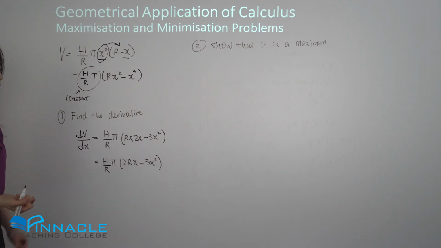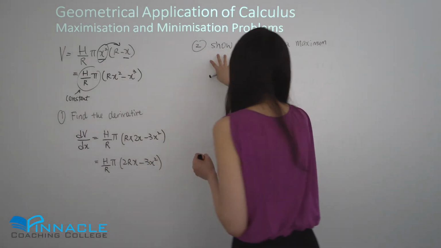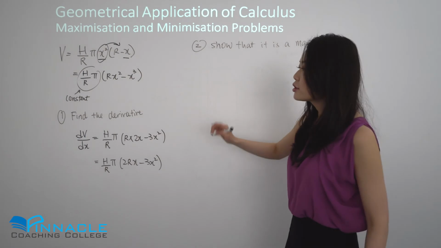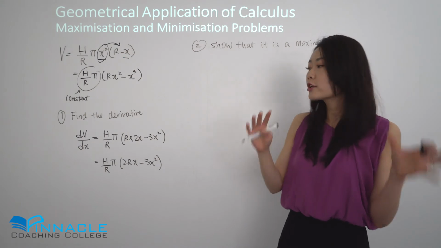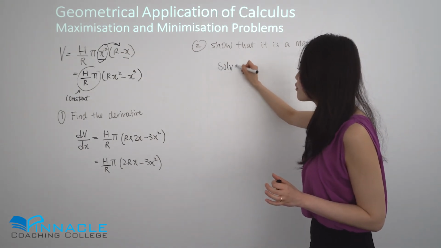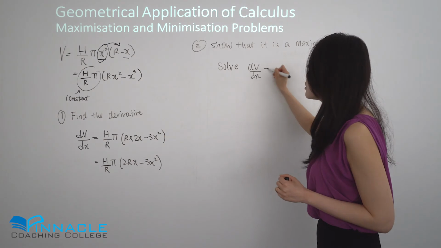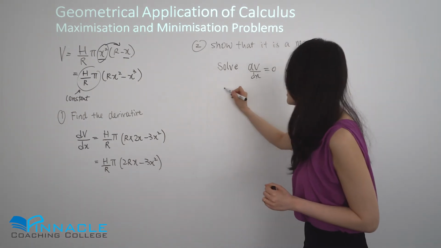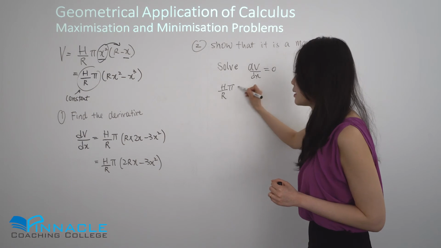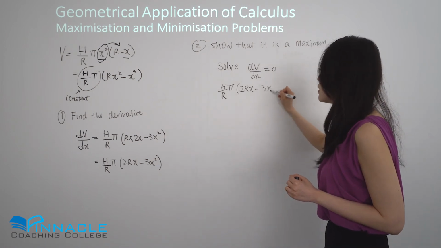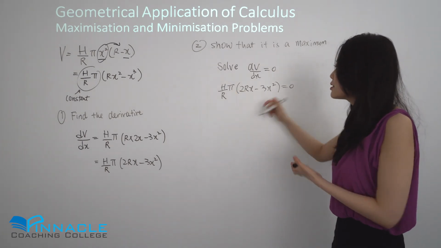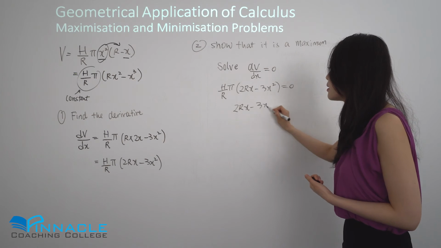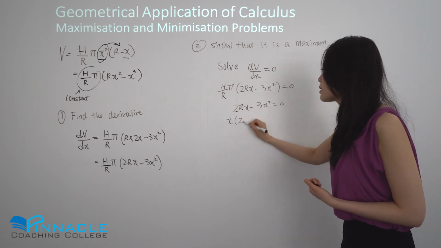Okay, so now let's actually find the maximum, and in fact we're going to have to show that it's a maximum as well. Just like how you were finding turning points for curve sketching, that's exactly the process you're going through. So we are going to solve dV/dx equal to 0. In other words, we're solving that expression to 0. And you can see why the constant is irrelevant. And I'm just going to factorize it.